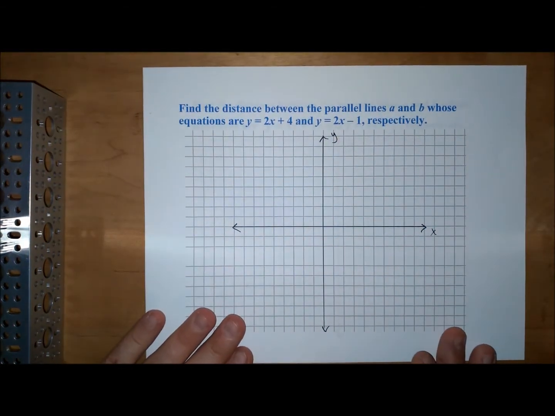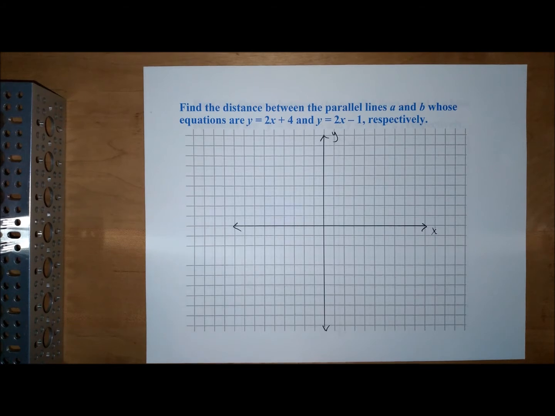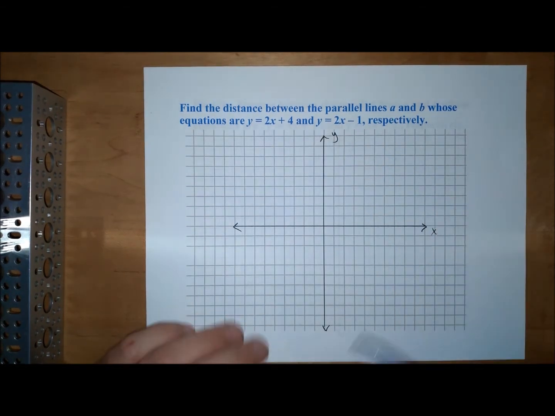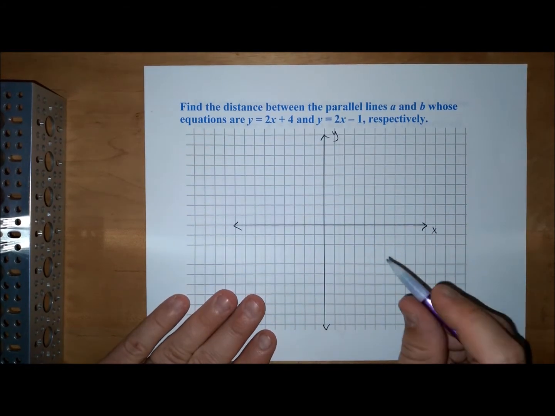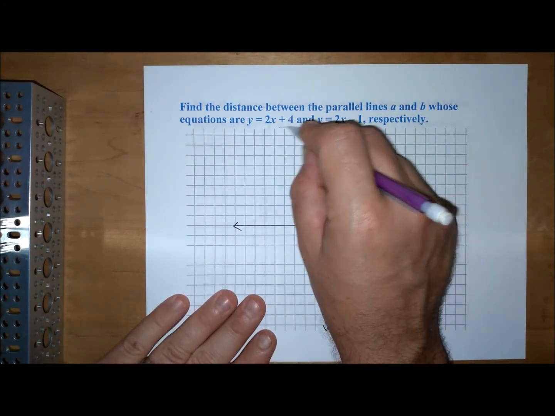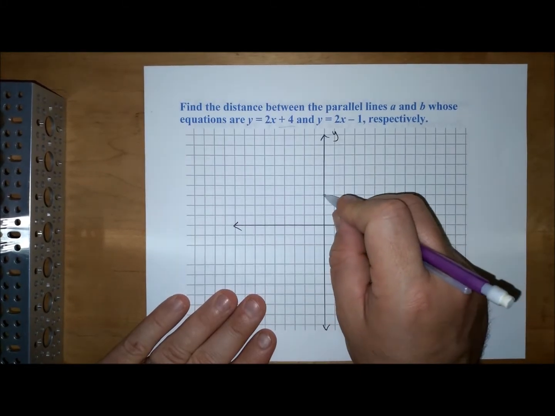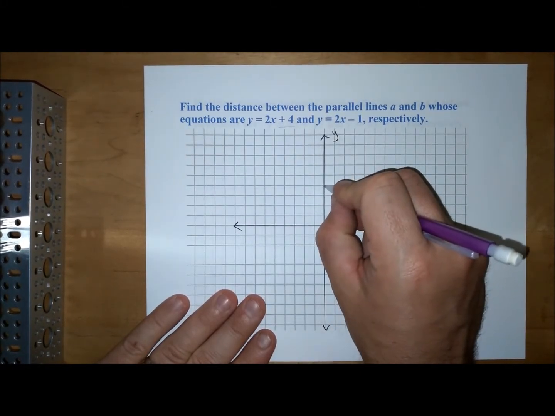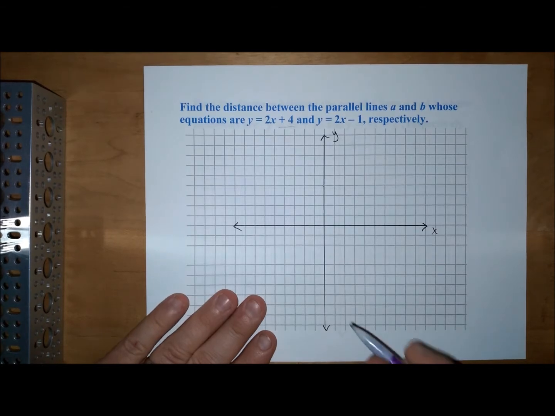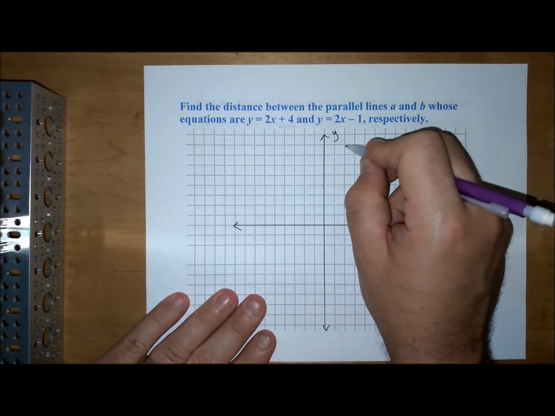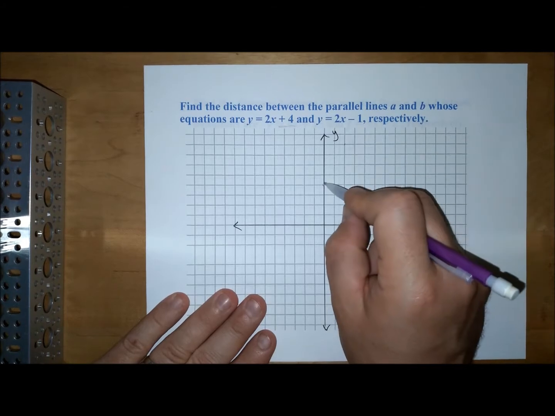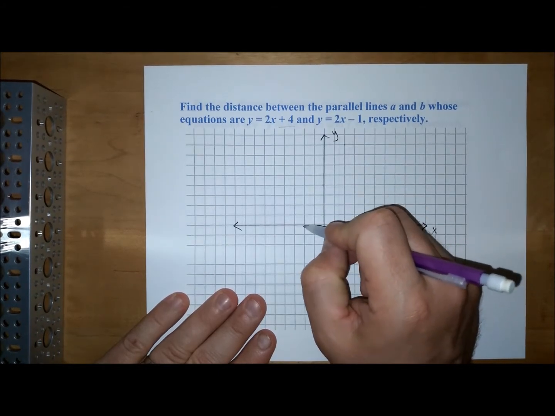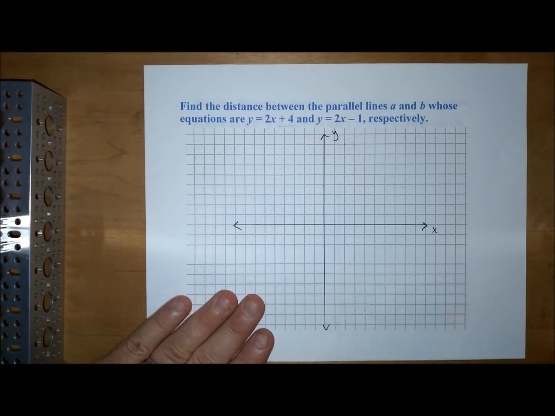Let's try an example of that here. Here they want us to find the distance between parallel lines A and B, whose equations are y equals 2x plus 4 and y equals 2x minus 1 respectively. Okay, so line A here is y equals 2x plus 4. I'm going to plot that. It's got a y-intercept of 4, so I'm going to go up 1, 2, 3, 4. I know that's where we're crossing our y-axis. It has a slope of 2, so that means up 2 over 1, up 2 over 1. Okay, so I'll go right there. Maybe I'll come down 2, back 1, down 2, back 1. Give myself a nice long baseline there.